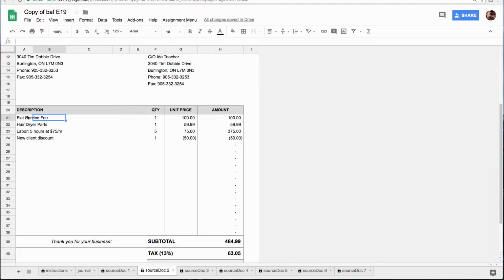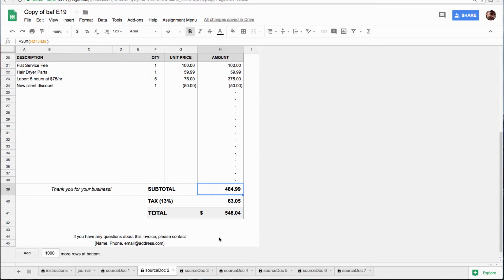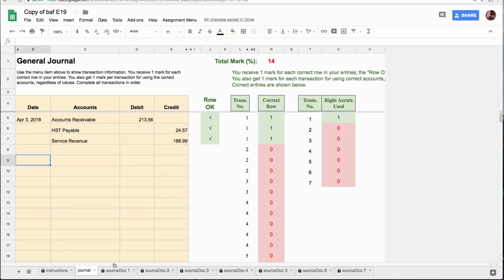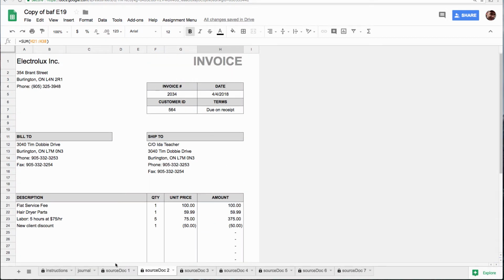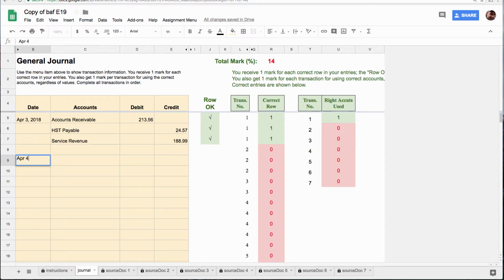There's some type of flat service fee for bringing in something. There were hairdryer parts, and there was labor and a new client discount. Why would we be charged for something that needed parts and labor? Well, they either built something for us or they repaired something for us, right? So this is going to be a repairs or maintenance expense, $44.99. So if we go here, and that was source doc 2, if we look up here, it was the 4th of April, so we'll go April 4th. And it's going to be some type of maintenance expense, there we go, and this was the amount. Right? So that's correct.